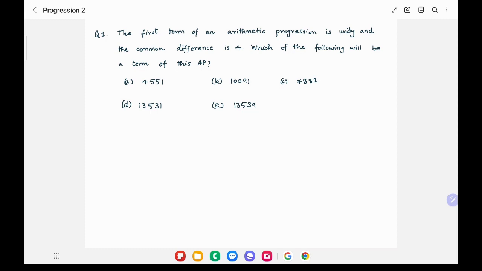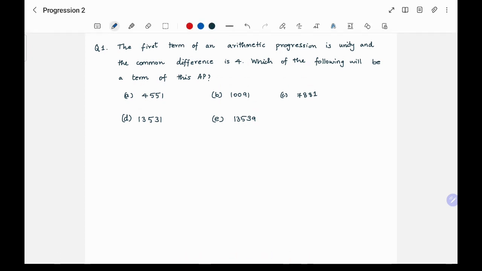The first term of an arithmetic progression is unity and the common difference is 4. Which of the following will be a term of this AP? So the first term A is 1 and the common difference D is 4. So how will this AP be? It will be 1 and then 5, 9, 13 and so on. We want to check which of the following is part of this arithmetic progression.